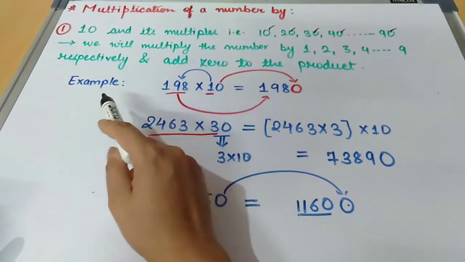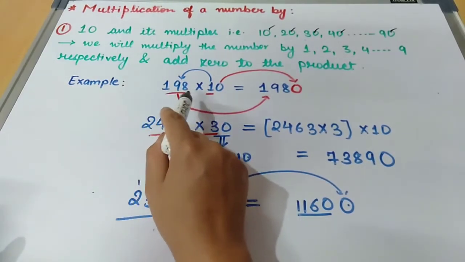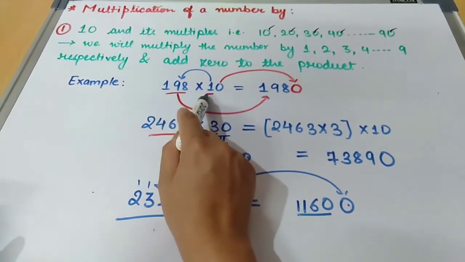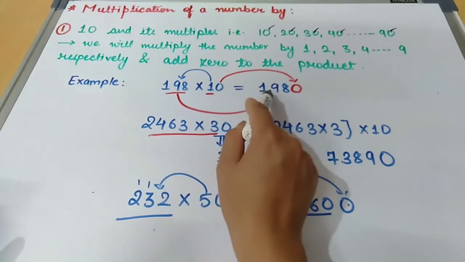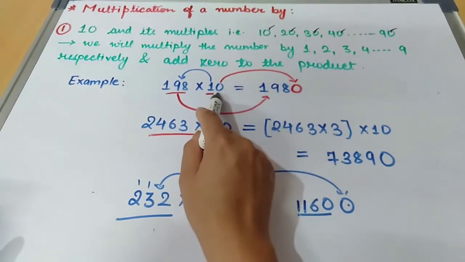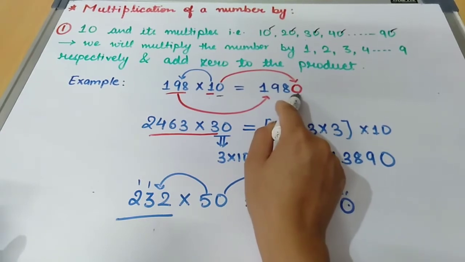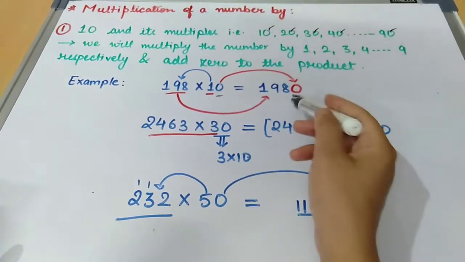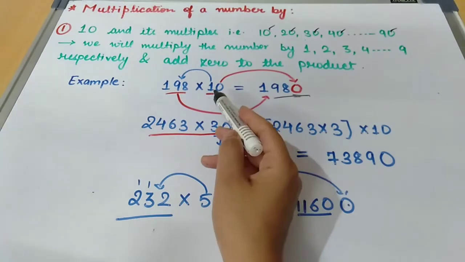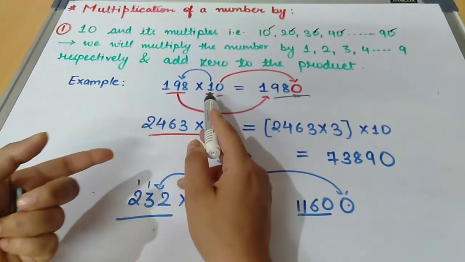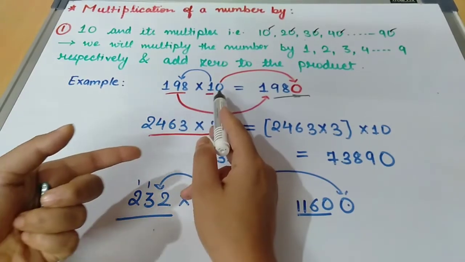See the example over here: 198 is multiplied by 10. You multiply 198 by 1 and write the product, and then here is 1 zero, so you put it at the end. At the end you have to put the zero, and this will be our product. Rather than reading the table of 10, we can directly multiply by 1 and add 0.